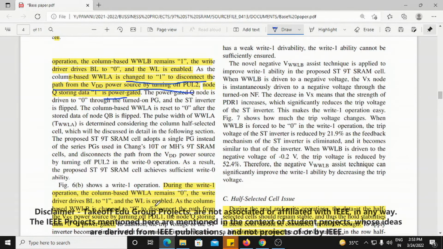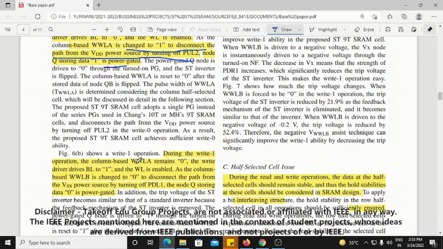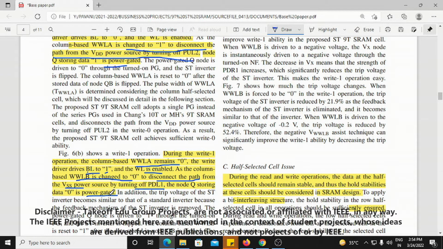Coming to the write 1 operation, WWLA remains 0 but WWLB drives BL to 1 and WL is enabled. As WWLB changed to 0, it disconnects the path from VSS, that means ground. By turning off the PDL1, here also the node Q storing data is power gated.